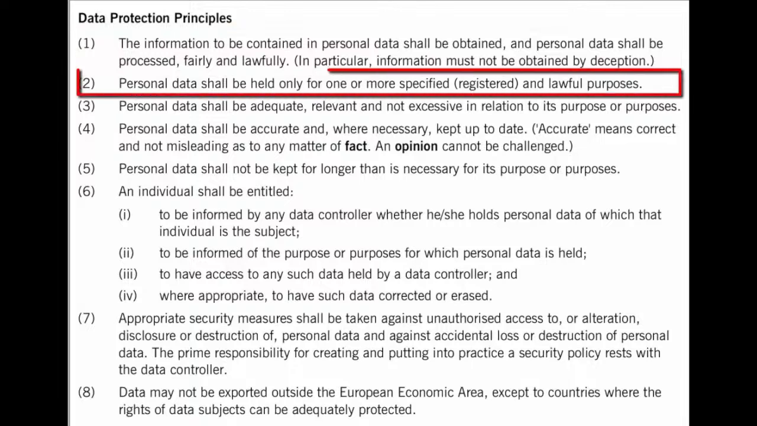2. Data held for specific lawful purposes. Explanation. Data should only be collected for clearly defined legitimate purposes. Once collected, it must only be used in line with those purposes.